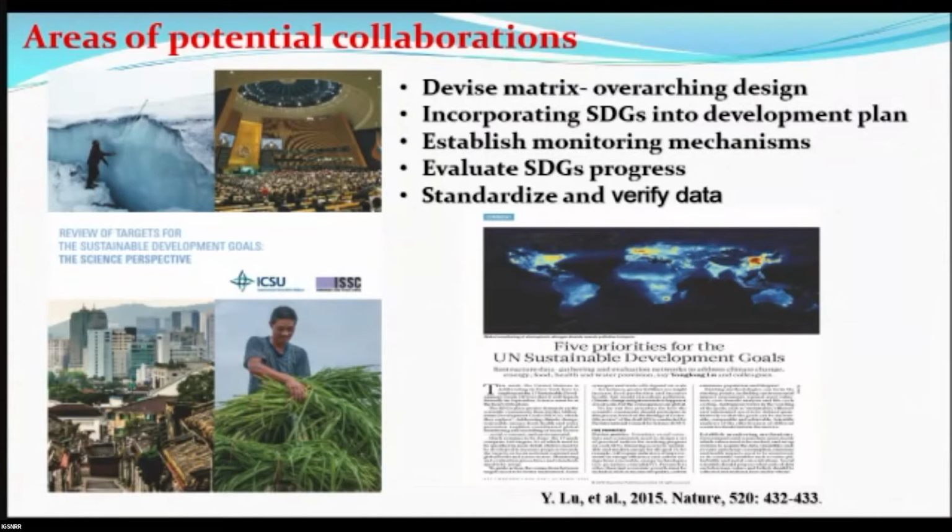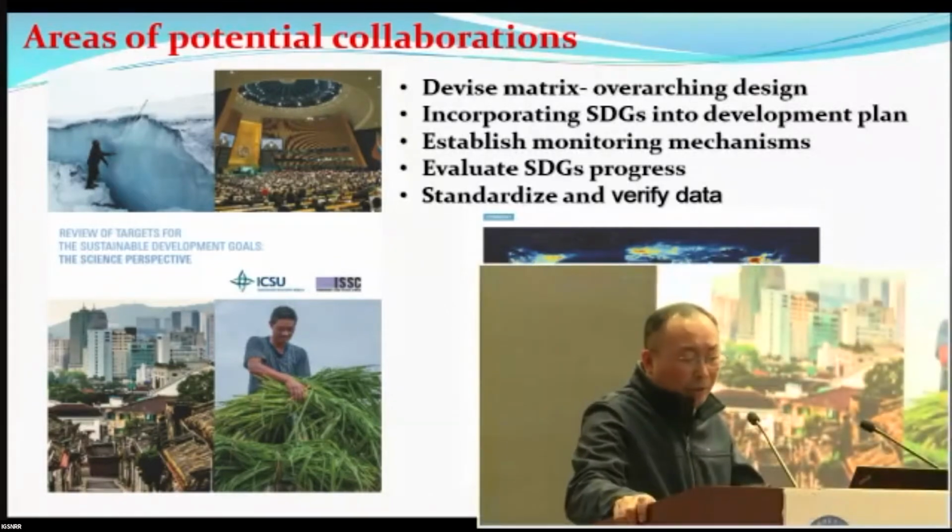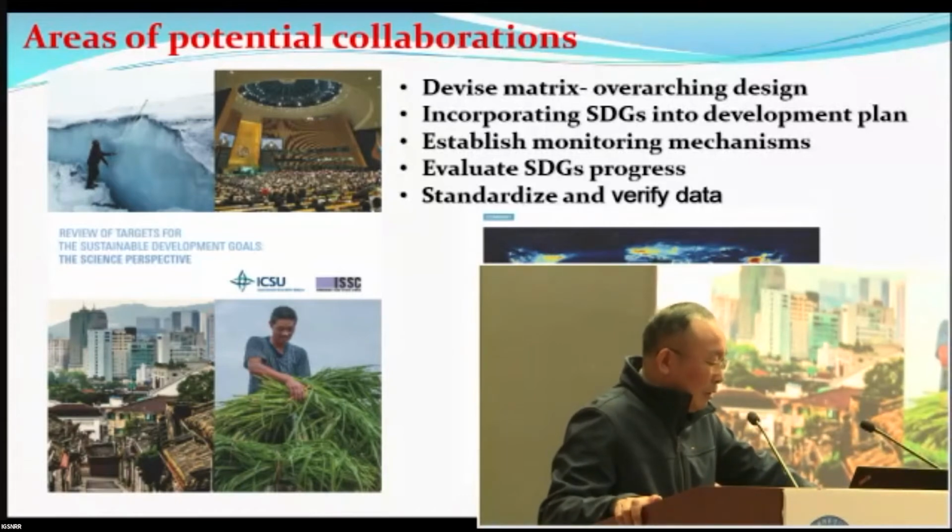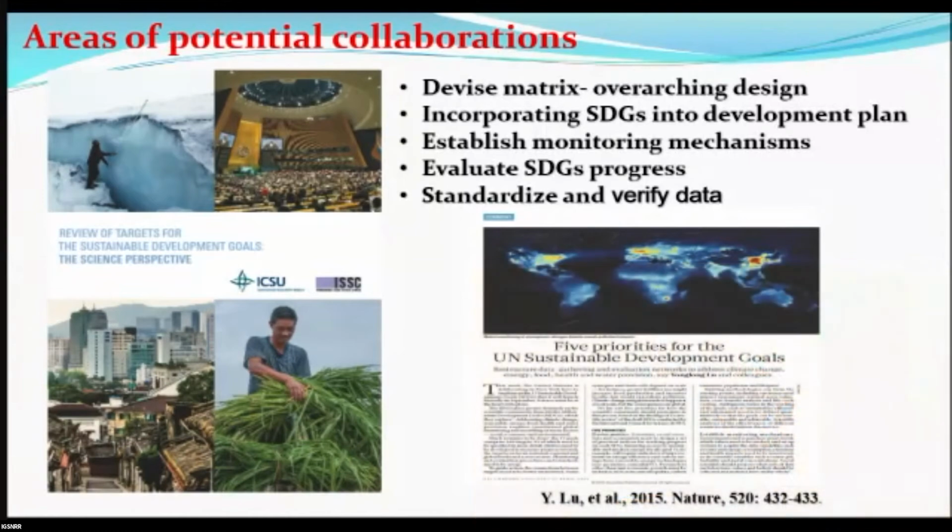The first one is the overarching design of the indicator matrix. How can we develop some kind of methodology or indicators to measure the SDGs? The second one is how to incorporate the SDGs into development plans. For example, in China we are now in the process of launching the 14th national five-year plan. So how can we incorporate the SDGs in different national development plans? The third one is establishing monitoring programs, especially monitoring mechanisms in different areas, not only terrestrial systems but also coastal marine systems.